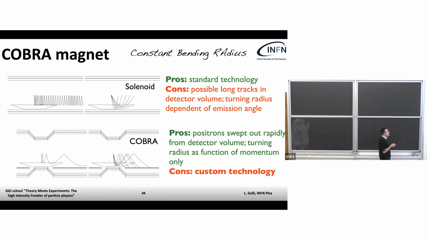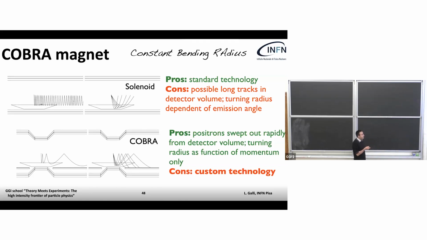And if you use a standard solenoid, there are 2 possible problems. The first is that if a positron is emitted close to 90 degrees, it makes many turns in your detector volume before going out. And this kind of track is impossible to measure because it will probably pass through the same wires many times, and this will leave your detector blind to anything.